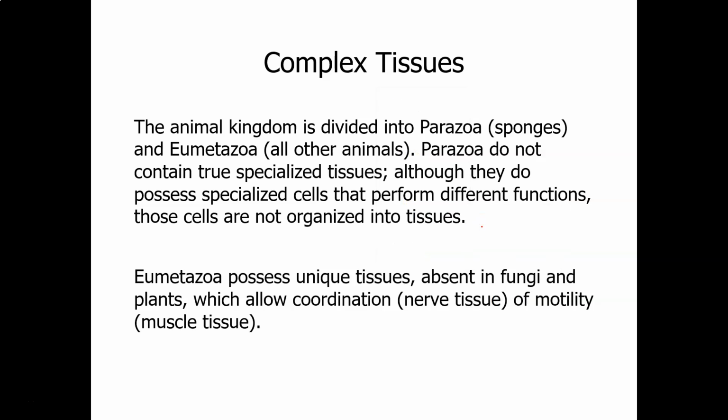Reminder that animals that do not have tissues are called parazoa, and the only group of animals living today that are parazoa are sponges. Actually, the only animals ever that did not have tissues are sponges. Sponges don't have true tissues, but the eumetazoa, which is all the other animals, do possess true tissues. And specifically, these tissues allow for coordination, the nervous tissue, and movement, the muscle tissue.